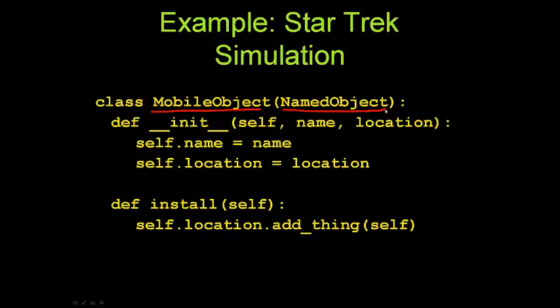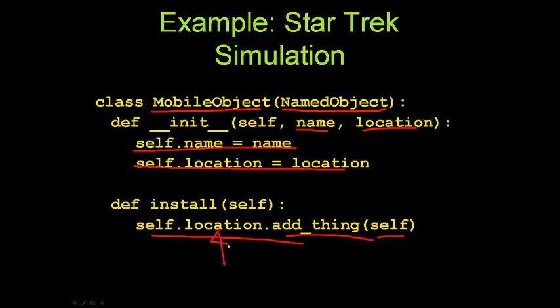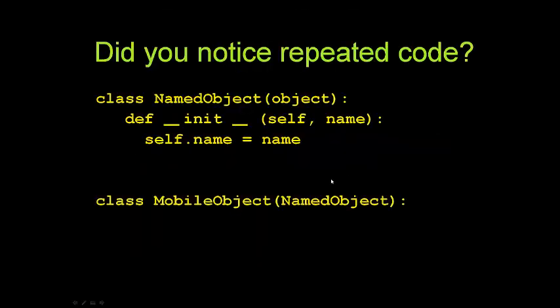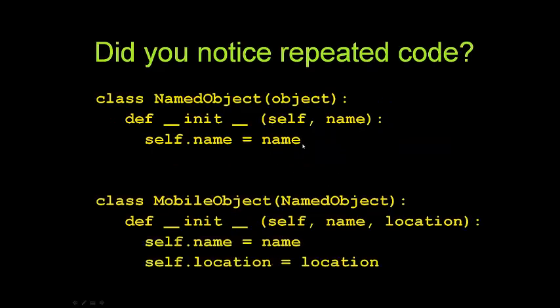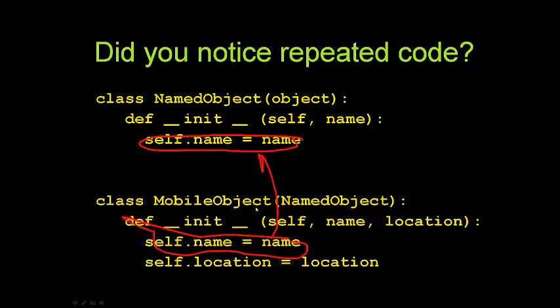MobileObject will inherit from the NamedObject. Essentially it takes the name and the location, and it sets the name and location, and it installs itself. You ask yourself to add yourself, it installs itself into its current location. So location here is its current location. Do you notice it's repeating code? For example, here you have this, and here you have this. So essentially this code, self.name and self.name, they are repeated. They're the same code.